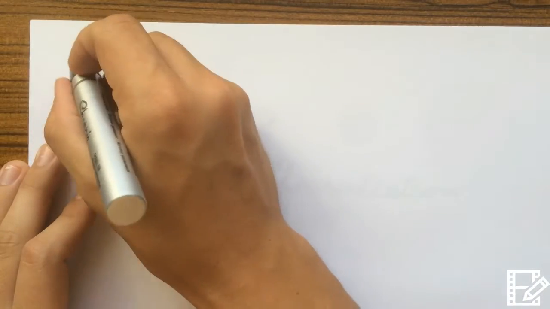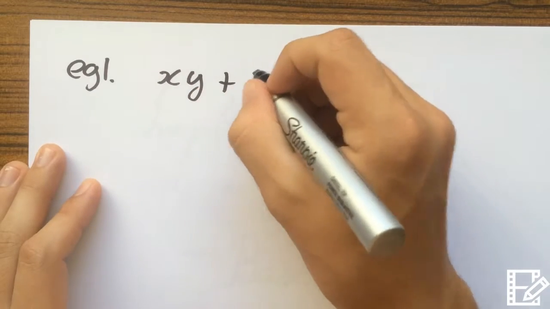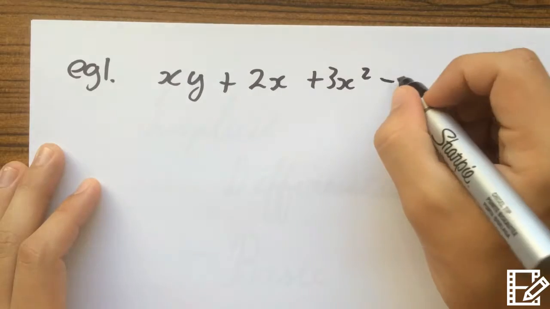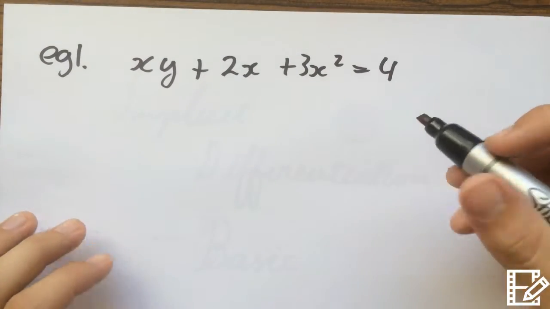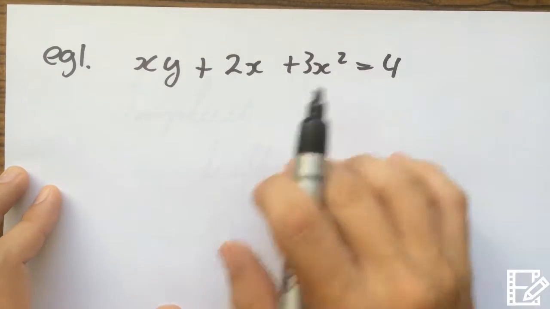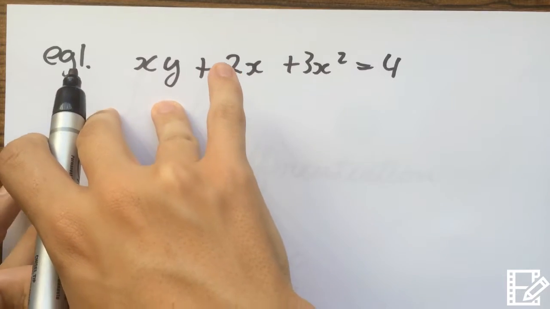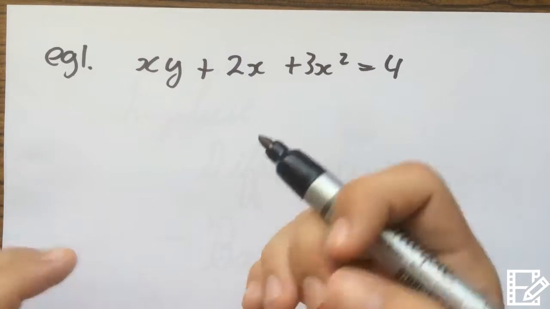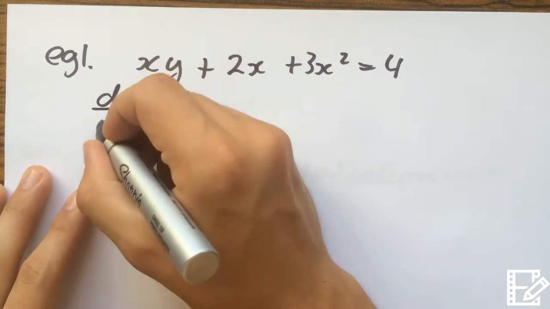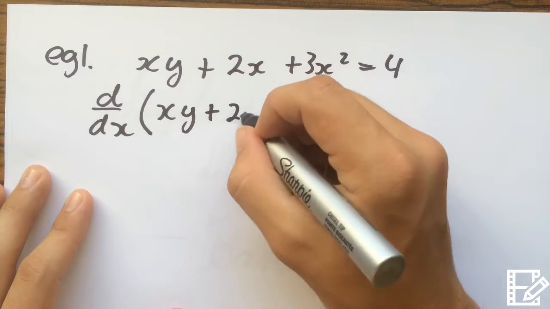So anyway, let's start with example 1. We have xy plus 2x plus 3x squared equals 4. Now this may look complex. It's not complex. We're going to find the derivative of each one. There's only one y value, which means there'll only be one derivative of y. So it's going to be pretty easy. Don't worry. So first things first, find the derivative of each side.